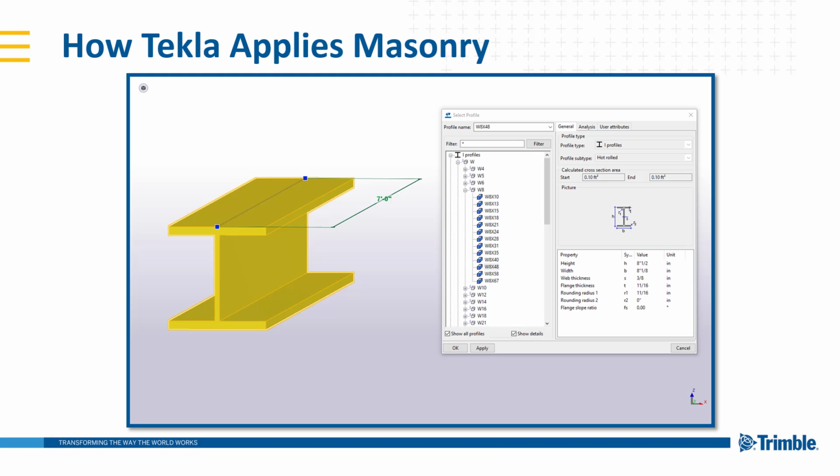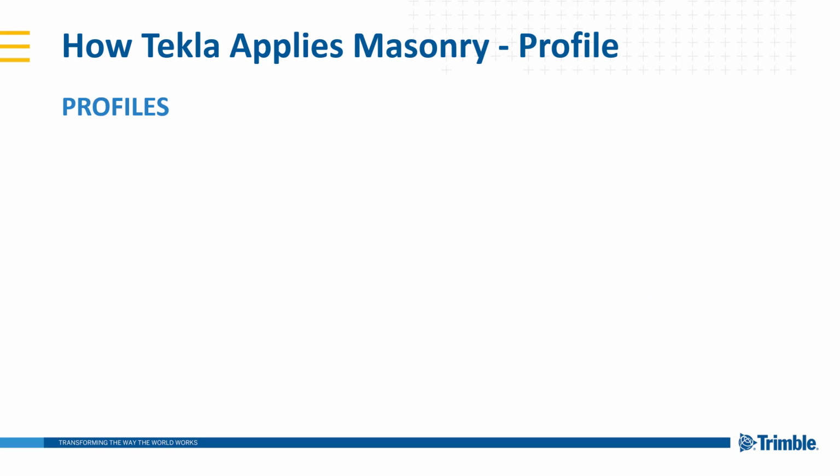Here is an example of a profile being extruded along 2 points. We have a W8 by 48 extruded 7 feet to create a beam. You can see here in the profile catalog that there are various properties and dimensions associated with that W member.